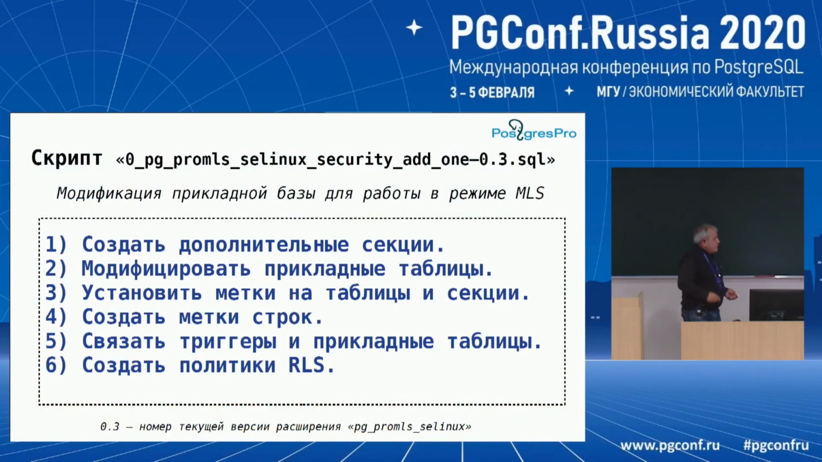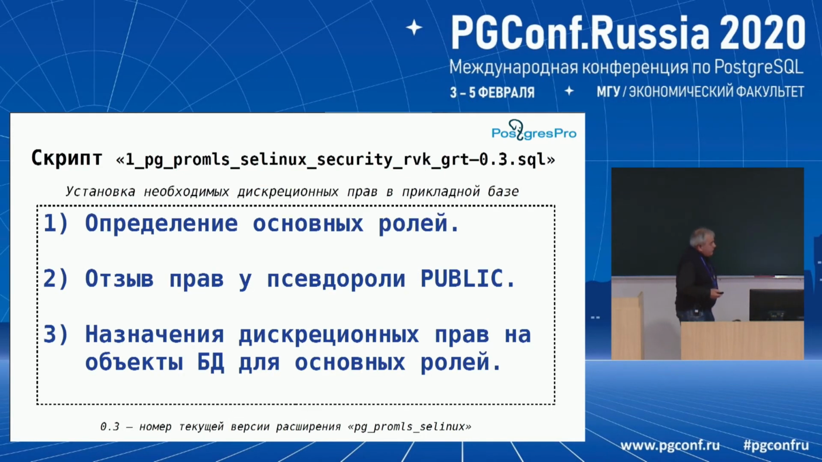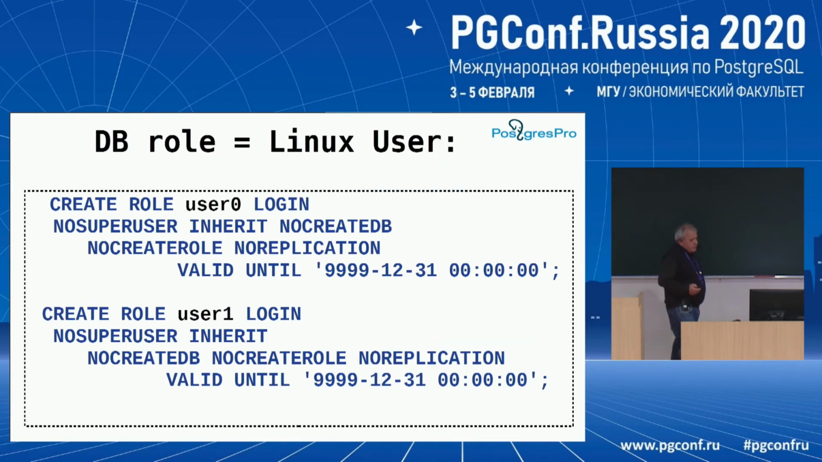If there is a big production base, it will be broken into several units, but the essence will remain the same, like you see. And the last one, here we define the main roles of Postgres. We recall rights from the pseudo role public and add additional discretionary rights if they are necessary. This is about it. It looks like we have done everything and it should work. It was about the role of the database and the role of Linux.